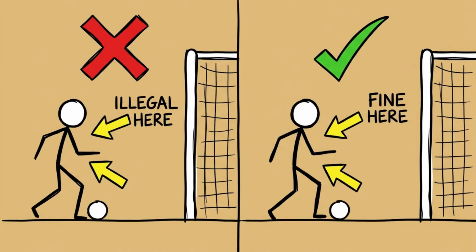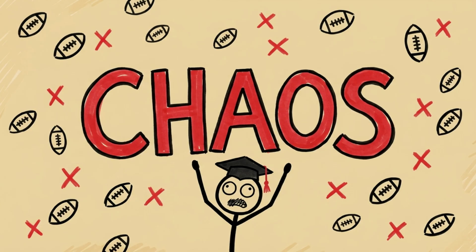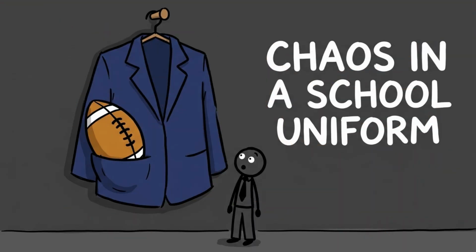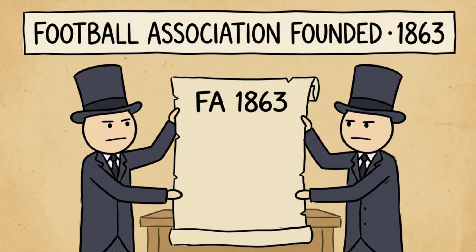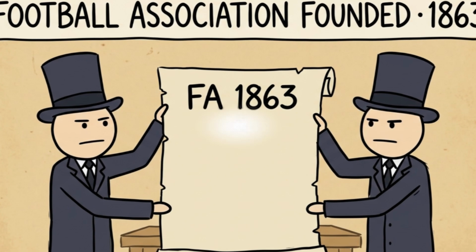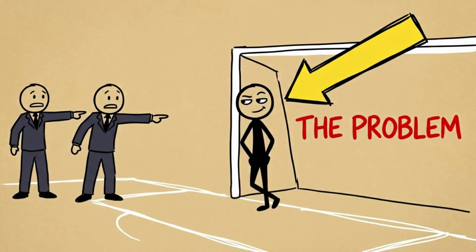At Eton, you could not use your hands. At rugby, you could. At Winchester, you could run with the ball forward. At some schools, attackers lurking near the opponent's goal were considered illegal. At others, it did not matter at all. The concept of what we now call offside was not a universal law. It was chaos wrapped in a school uniform.